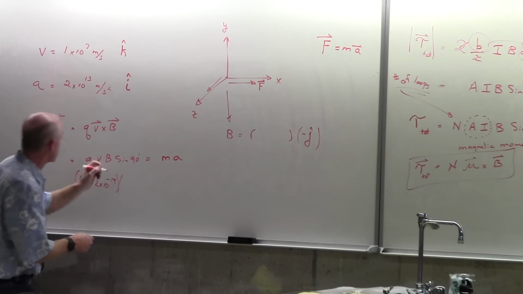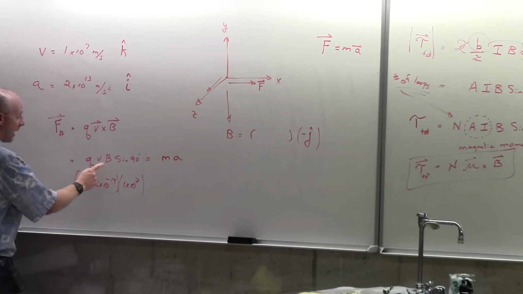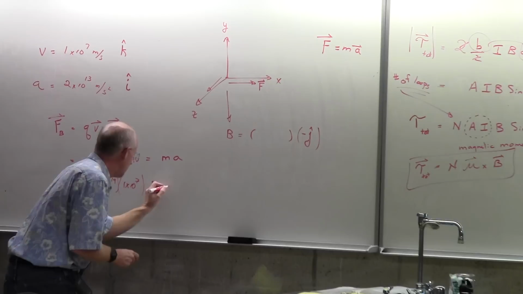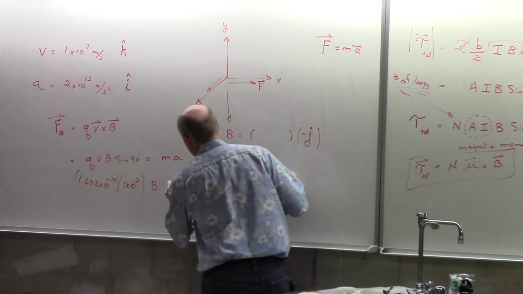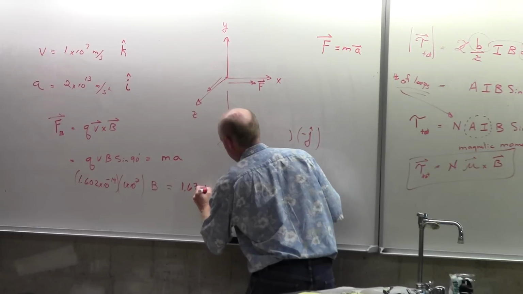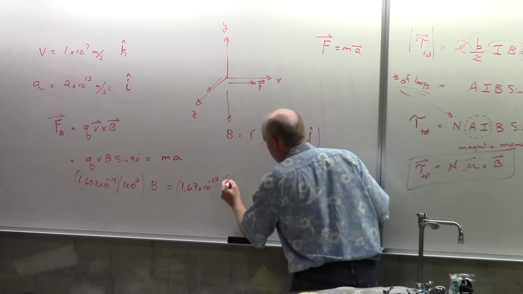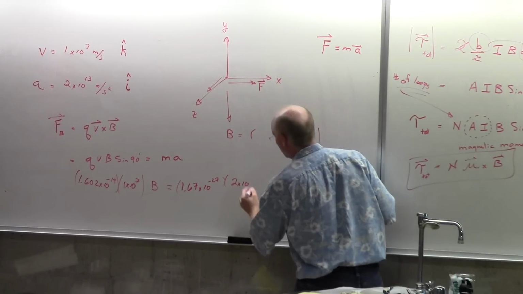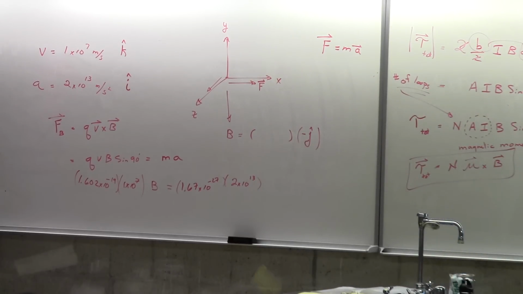Do I know the velocity? Yes, 1 times 10 to the 7th. Do I know the strength of the field? Well, no, that's what I would like to find, right? Do I know the mass of the proton? Yeah, 1.67 times 10 to the negative 27 kilograms. And then, do I know the acceleration? Yes, 2 times 10 to the 13th meters per second. So, using the right-hand rule, I can get direction. Using the magnitudes of the force with the acceleration of Newton's second law.